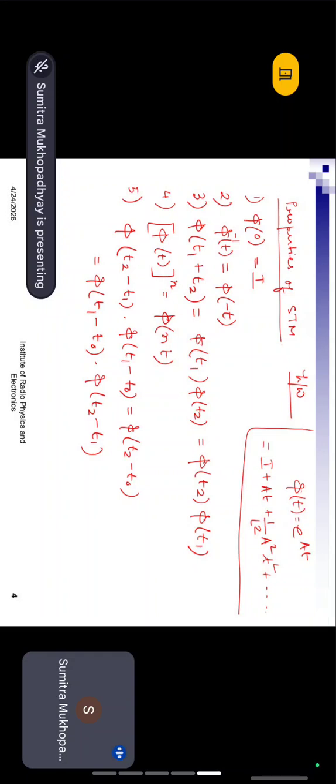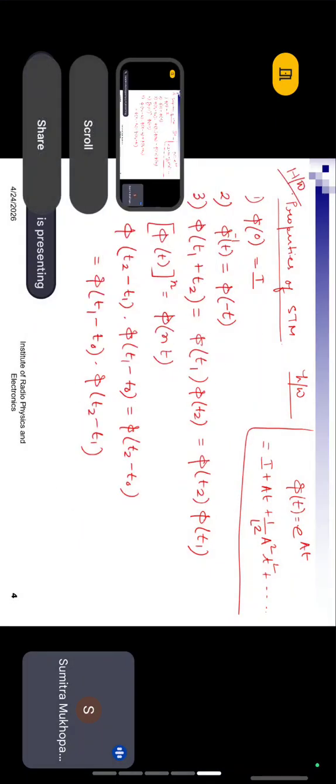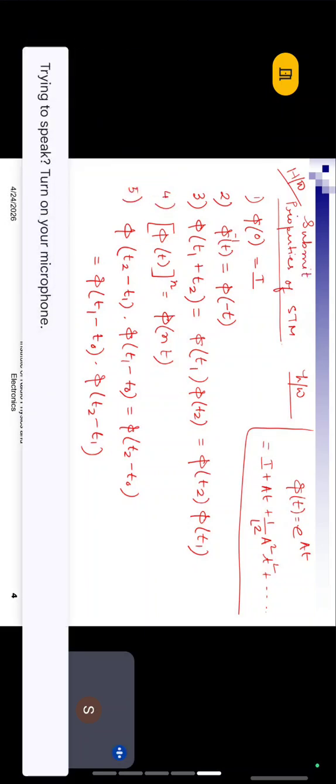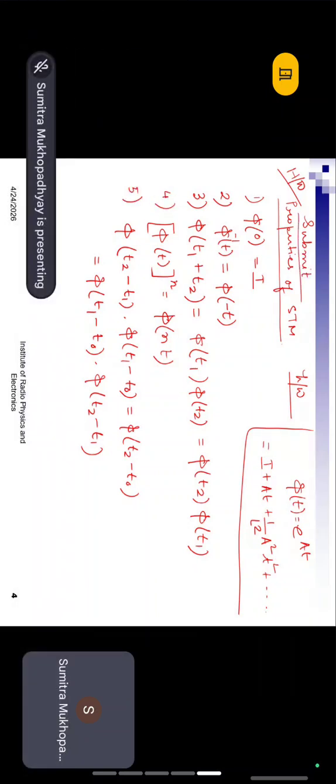Is it okay? I request you to respond whether you have noted all these 5 properties of STM or not, because you can expect this as a homework. Please submit it as an assignment. Now one proof we will do, but the rest of the proof you have to do. Is it okay? If you don't respond, it will be difficult for me to continue. Hello?